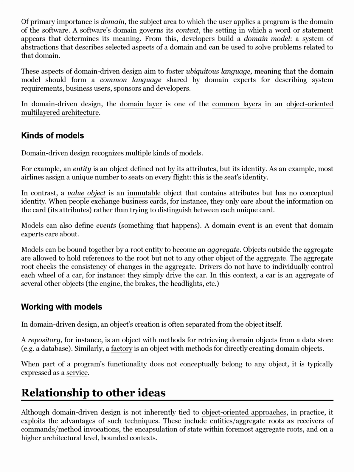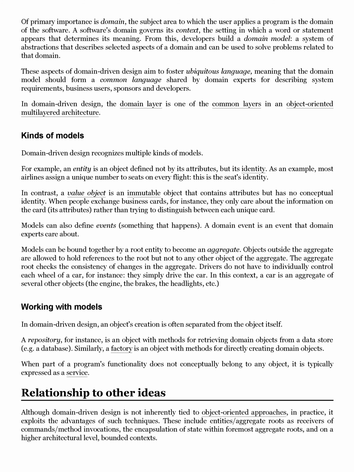For example, an entity is an object defined not by its attributes, but its identity. As an example, most airlines assign a unique number to seats on every flight. This is the seat's identity. In contrast, a value object is an immutable object that contains attributes but has no conceptual identity. When people exchange business cards, for instance, they only care about the information on the card, its attributes, rather than trying to distinguish between each unique card.